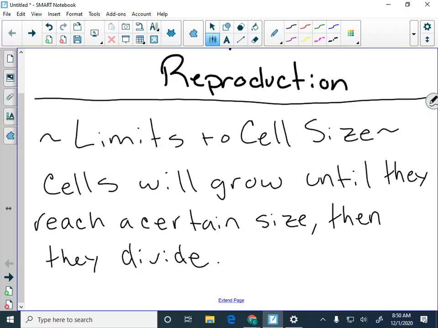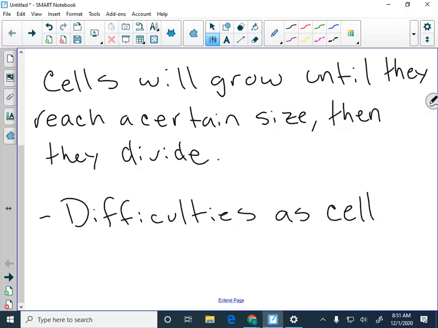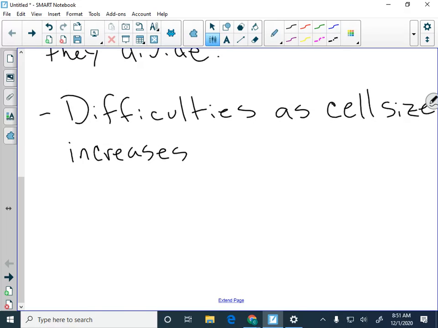So there are a lot of difficulties cells face as they grow. They're the reason behind why we don't have just one big heart cell, one big liver cell, one big skin cell. And we are going to talk specifically about two of them. So, difficulties as cell size increases. Number one is DNA overload.